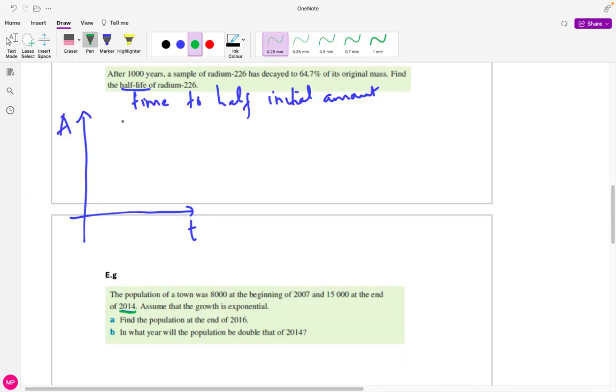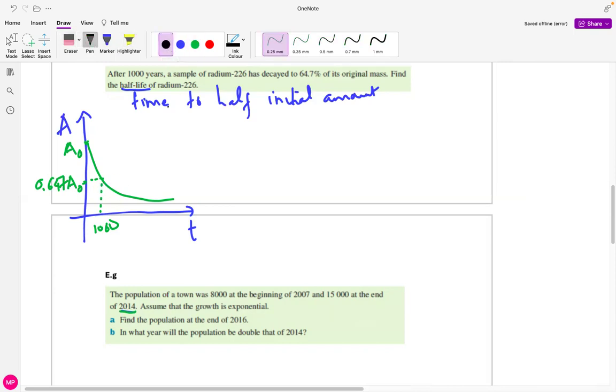After 1,000 years, the sample reduces that much. So think about A0 at the start, right? And I know that it's decay because it's decreasing. Now, it takes 1,000 years, so think about 1,000 as the time. After 1,000 years, you only have 64.7%, which means 0.647 of the initial mass, A0. So 0.647 of A0. I don't know what A0 is, but it's 64% of that amount.